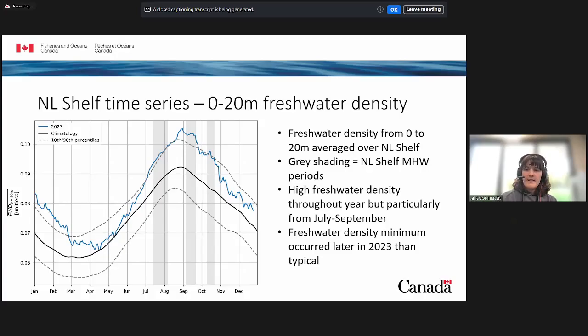And interestingly, this freshwater density curve from 2023 appears to be shifted later in the year than the climatological curve, where the minimum occurs about a month later than what is typical. And this shift might be associated with that unusual trend I noted earlier in the sea ice coverage, where there was a slow start to the ice covered season and a later retreat on some parts of the shelf.